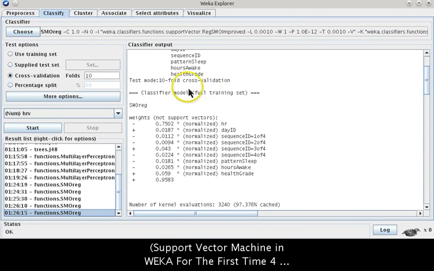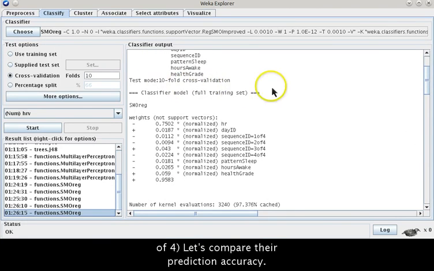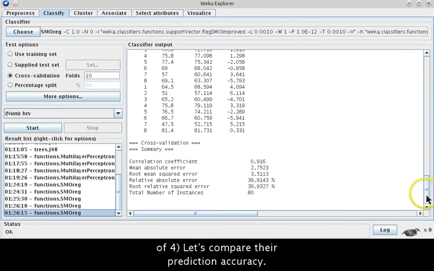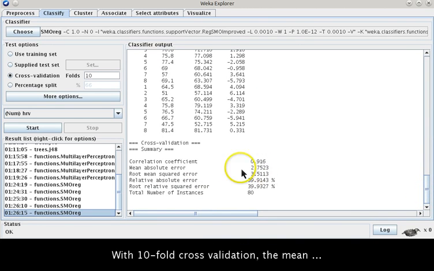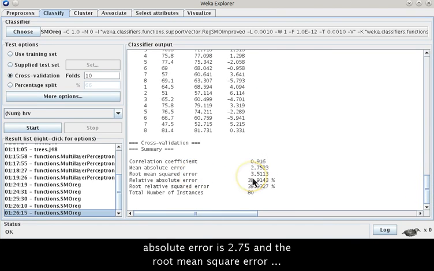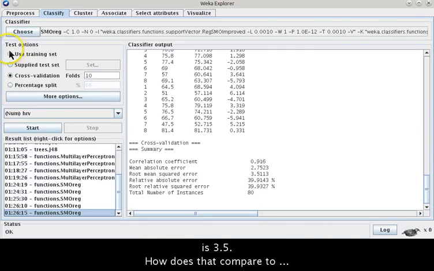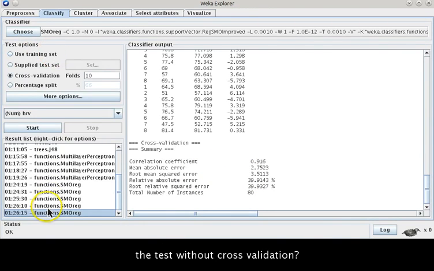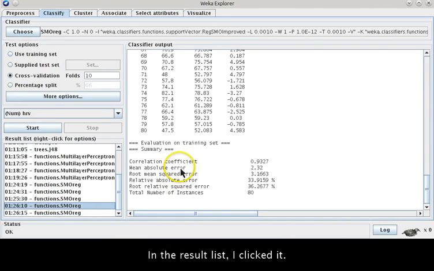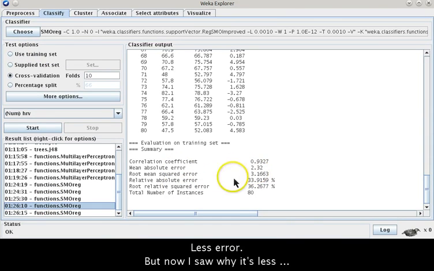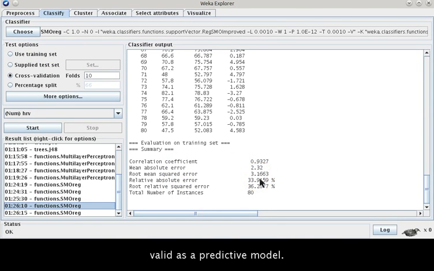Let's compare their prediction accuracy. With tenfold cross-validation, the mean absolute error is 2.75 and the root mean square error is 3.5. How does that compare to the test without cross-validation? In the result list, I clicked it, less error, but now I saw why it's less valid as a predictive model.